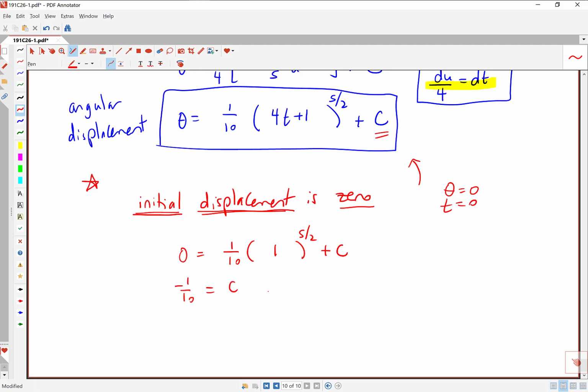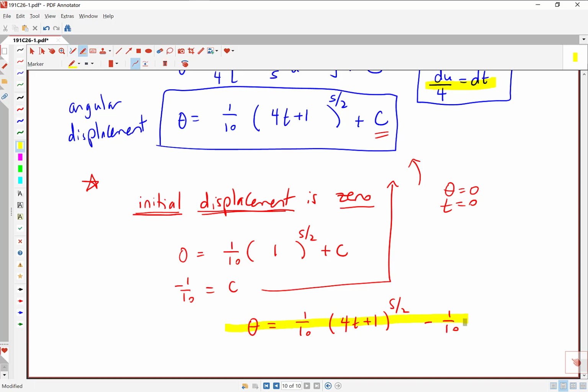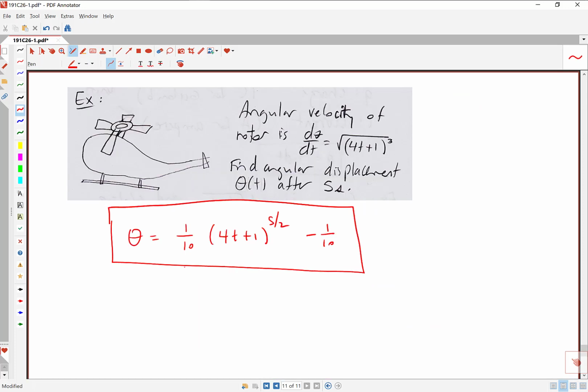And let's sub that in. So subbing that in to our equation up here, we're going to get our nice displacement function, our angular displacement. So theta is equal to 1/10 of 4t plus 1 raised to the power 5/2 minus 1/10. So if the problem were just asking find a formula for the angular displacement, we would be done. Always good to go back and just figure out what the question is asking. So the problem is to find the angular displacement after 5 seconds. Okay, so here we go. We're going to sub in t equal 5 and we'll have our answer.